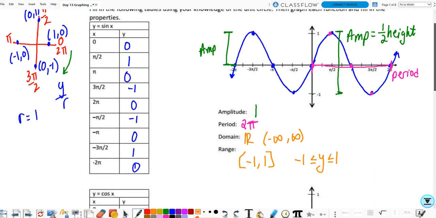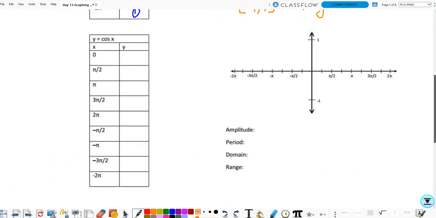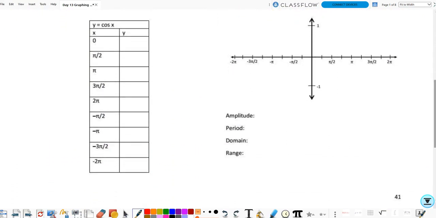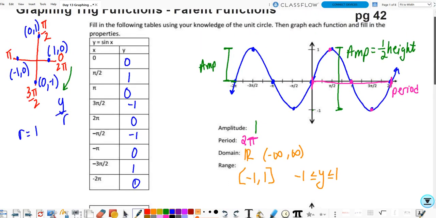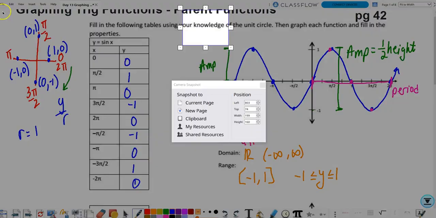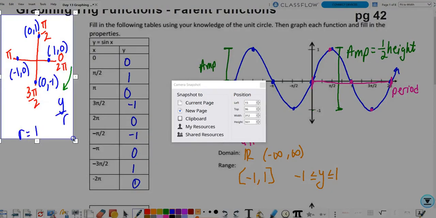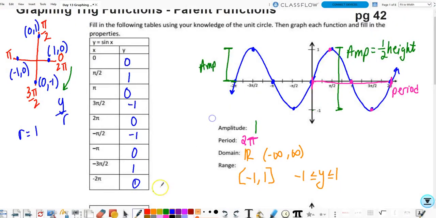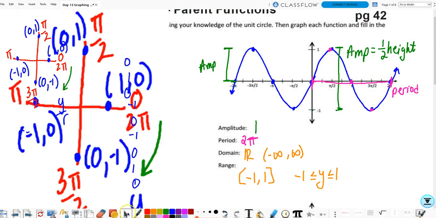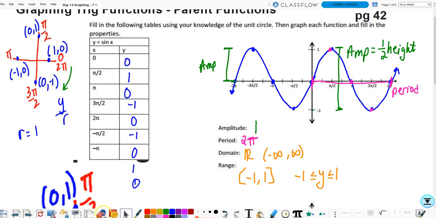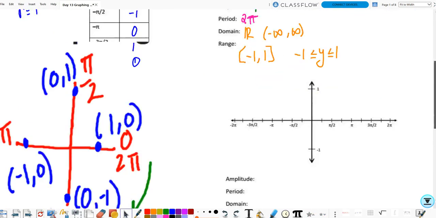Okay, so we're going to do that all again for cosine. Since we drew these up here, I'm just going to copy them to the bottom. You can keep looking at your paper because you can look at the whole page where I cannot.